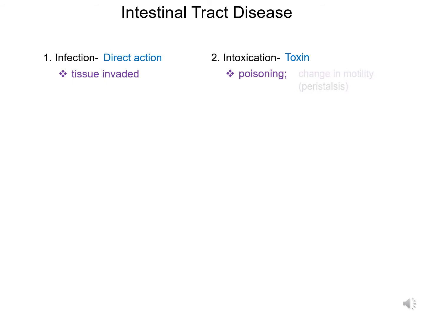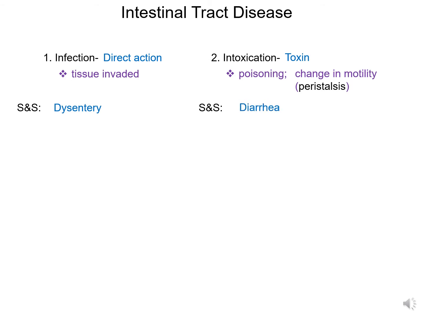Now, when we're dealing with the toxins, understand what they're going to be doing is changing motility. And that is going to alter peristalsis, either make it hyperperistalsis or hypoperistalsis, either way. So by going too fast or too slow, what we see now is a problem with water being reabsorbed. And that's going to lead us to the signs and symptoms. Now, with infection, direct action, the big sign and symptom when tissue is invaded is going to be dysentery. Whereas over with intoxication, the big sign and symptom because of this loss of motility is going to be diarrhea.